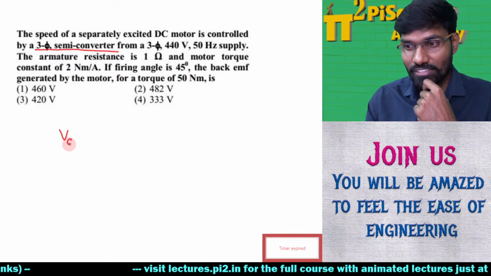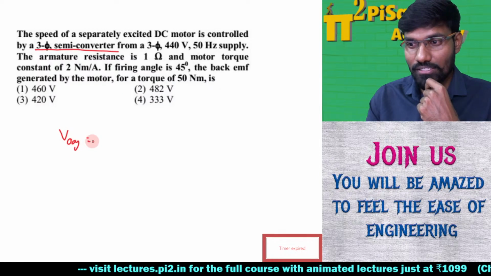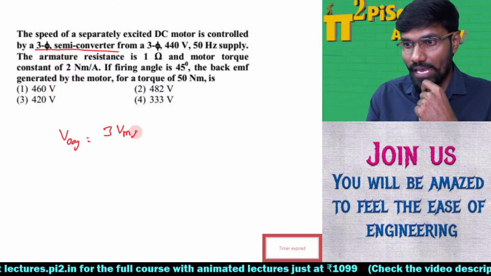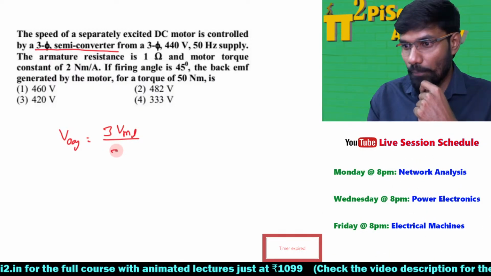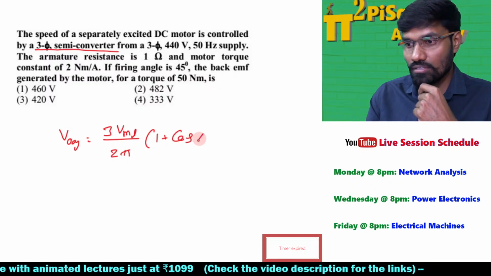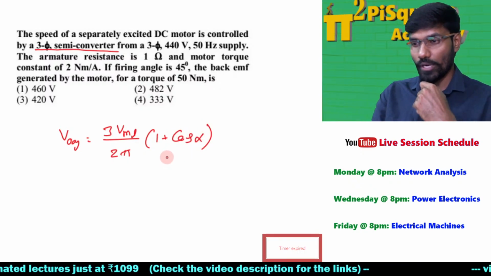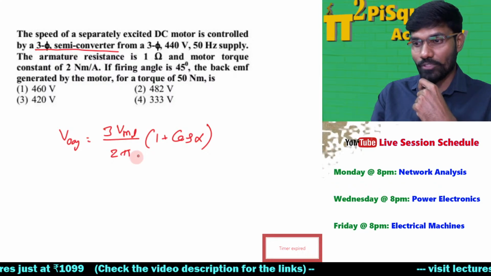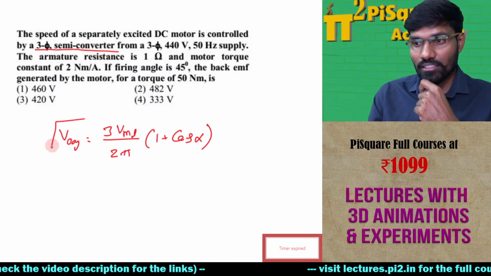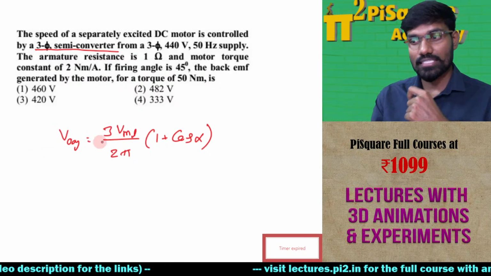Of course, you can't type, I think. Let me write that. Three-phase semi-converter formula: V0 average is equal to 3 VML by 2 pi into 1 plus cos alpha. This is the semi-converter average voltage equation.